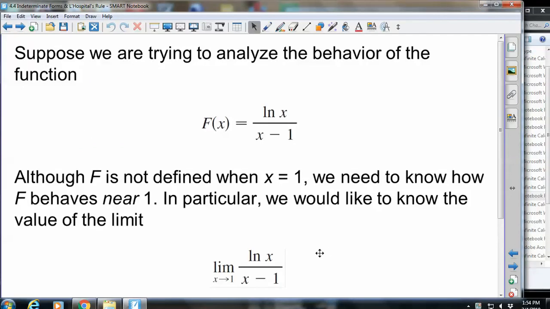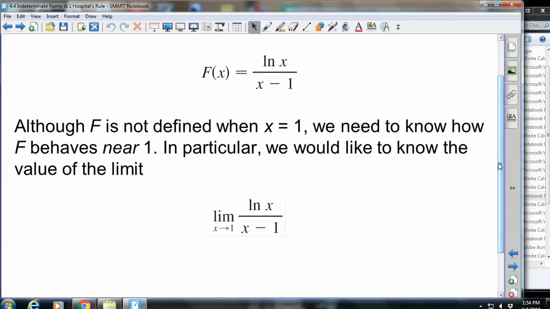So, if we were trying to look at a function like this, the natural log of x over x minus 1. Okay? We would all agree that you can't just plug a 1 in that. But we could still talk about the limit there, because we know that a limit is the behavior as you're approaching it, not necessarily what just happens at the point. So I could ask you about the limit as you approach 1.